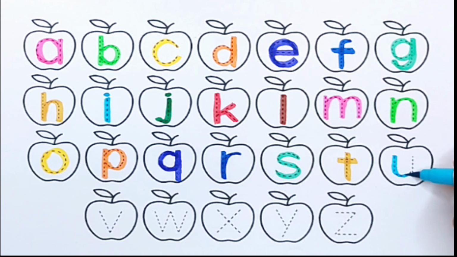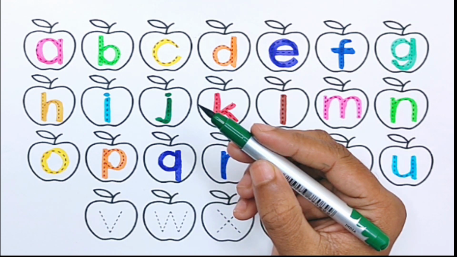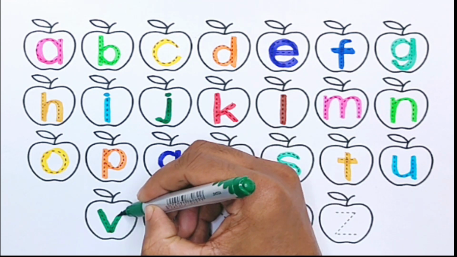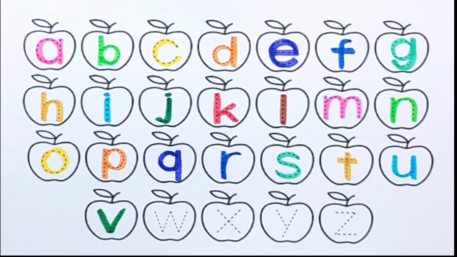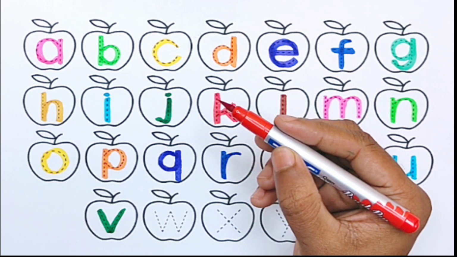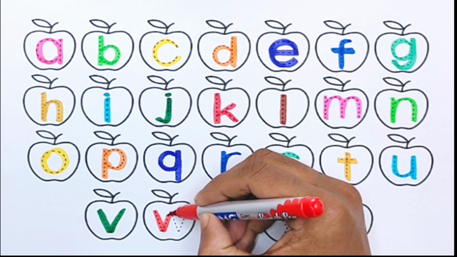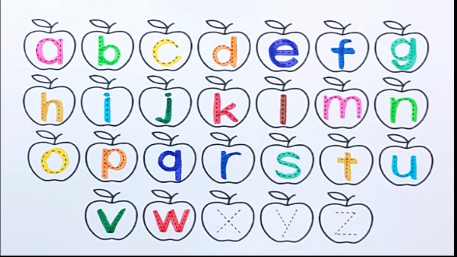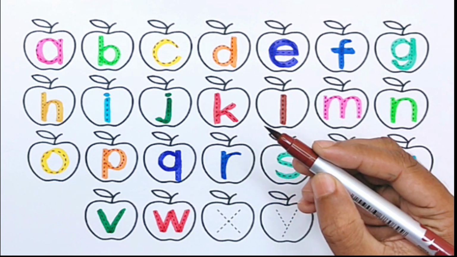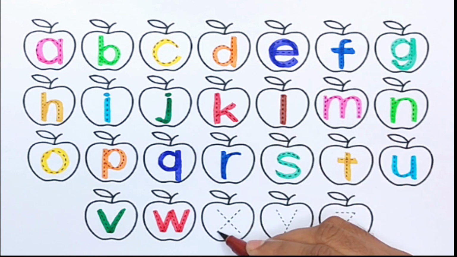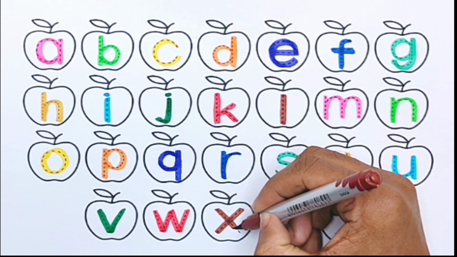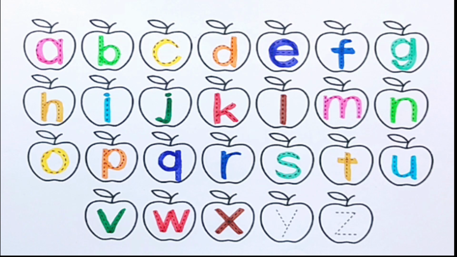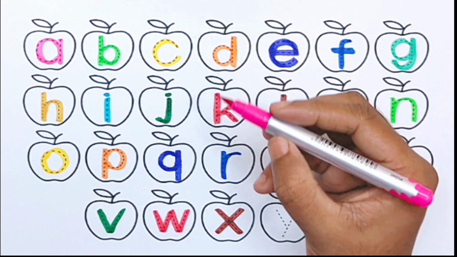U for umbrella, green color. V for vest, red color. W for watermelon, brown color. X for xylophone, pink color.